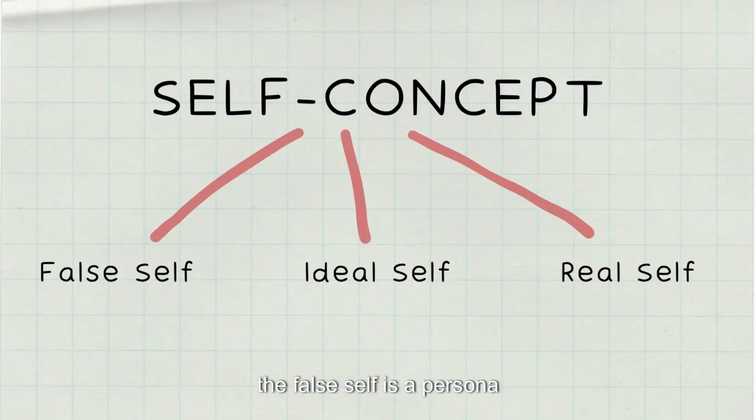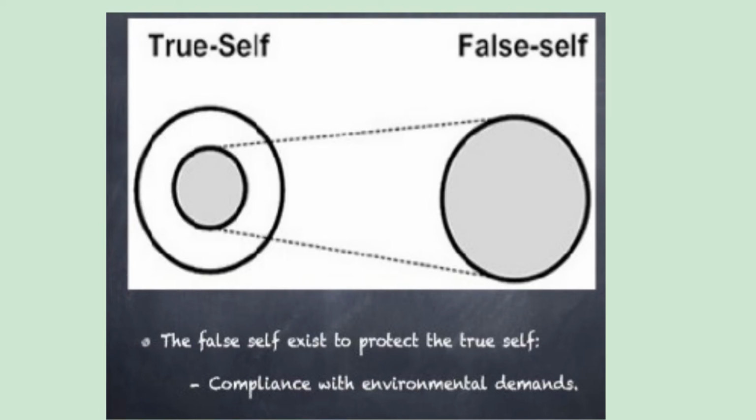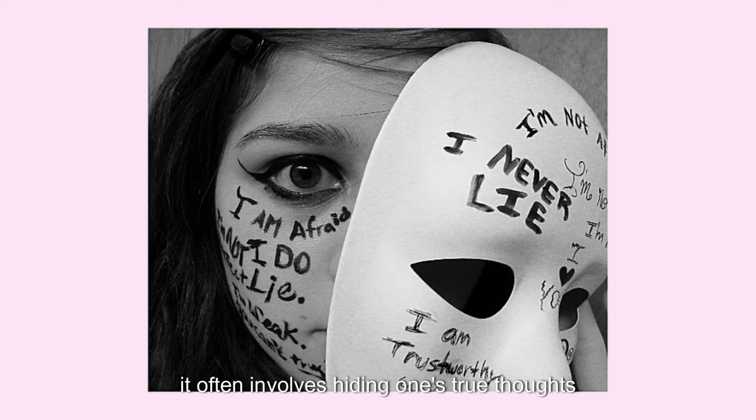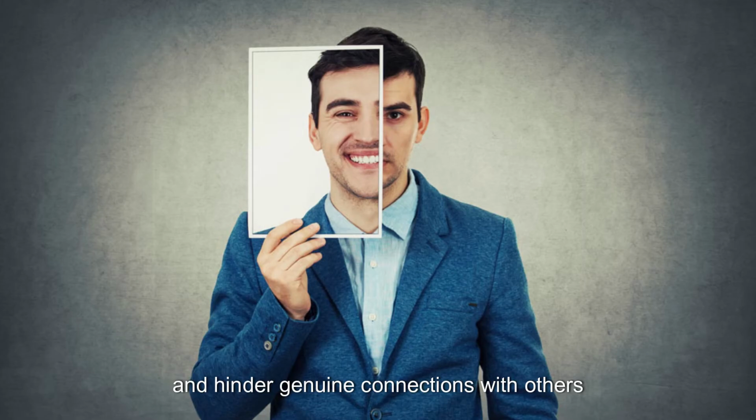False self. The false self is a persona or facade that individuals may present to the world to conform to societal expectations, gain approval, or protect their vulnerabilities. It often involves hiding one's true thoughts and emotions. Maintaining a false self can be emotionally draining and hinder genuine connections with others. It's a mask people wear to fit in or protect themselves from perceived judgment or rejection.